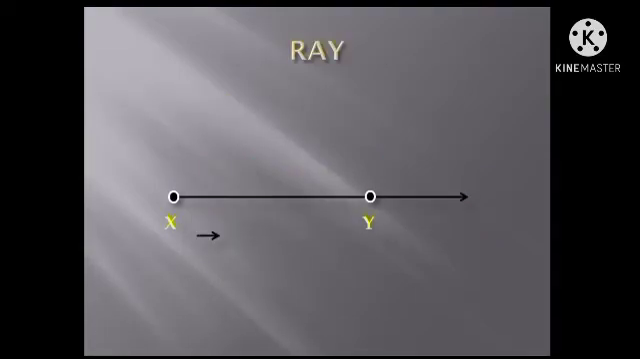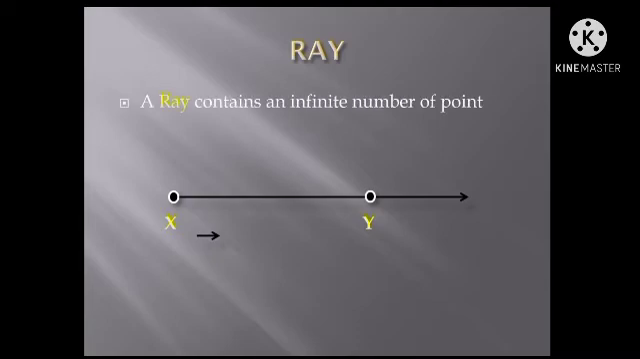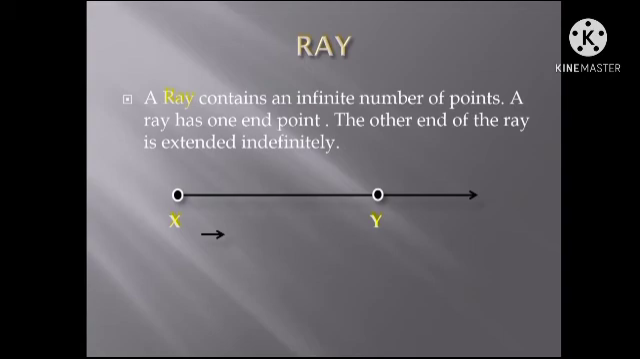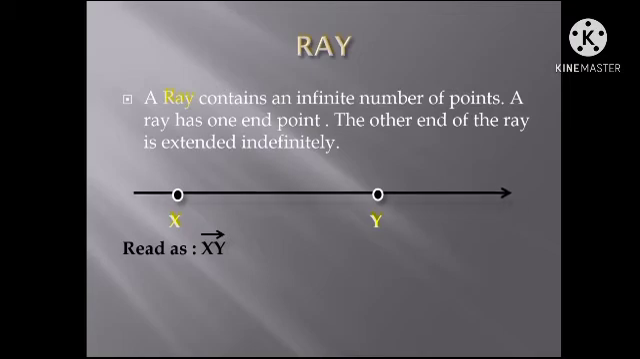And then ray. What is meant by ray? A ray contains an infinite number of points. A ray has one endpoint. The other end of the ray is extended indefinitely. See here, a ray contains an infinite number of points, but a ray has only one endpoint and the other end extends towards one position. It can be read as ray XY.